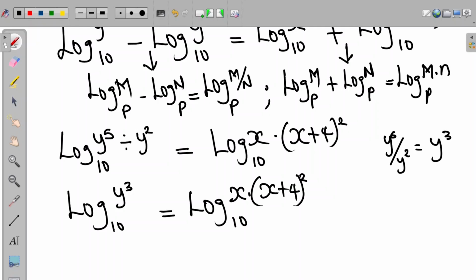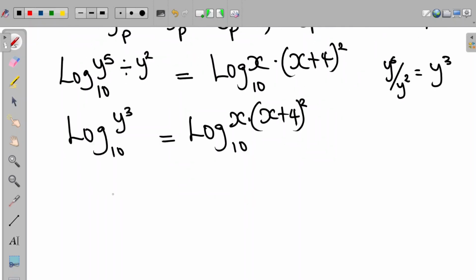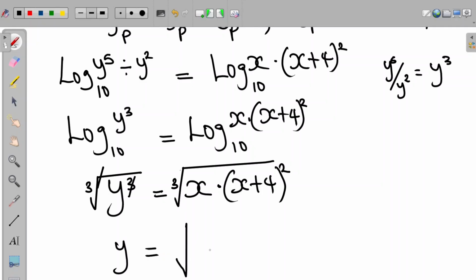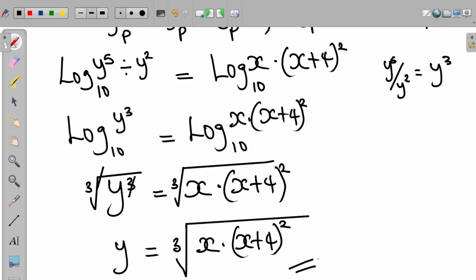Now at this point, since their bases are the same, we have that y cubed is equal to x multiplied by (x plus 4) all raised to the power of 2. Now if we take the cube root of both sides, the cube and the cube root cancel out. So y is equal to the cube root of x multiplied by (x plus 4) all raised to the power of 2. So therefore, we have been able to express y in terms of x.